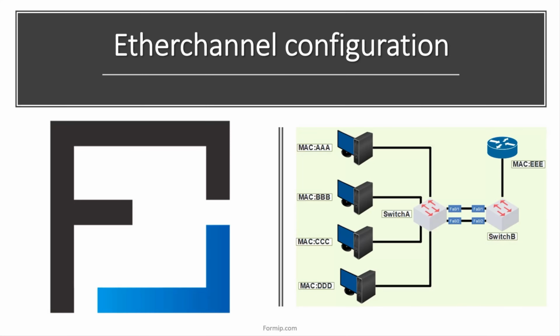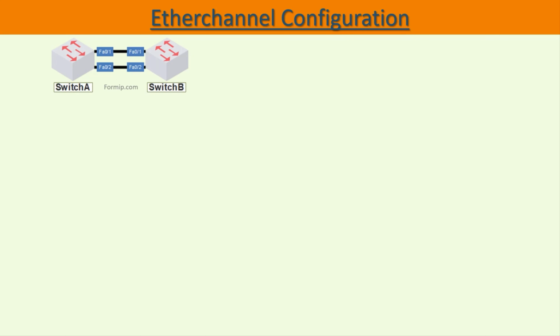In this course, we will see the configuration of PAgP of these options. On this network diagram, we have two switches, switch A and B, which are connected together by two links. We are going to group together the two interfaces of each switch, that is to say, the physical interfaces FA0/1 and FA0/2, to form only one logical link.